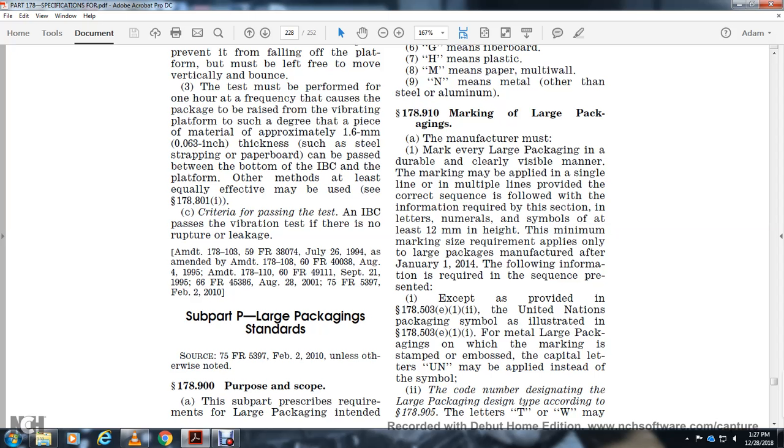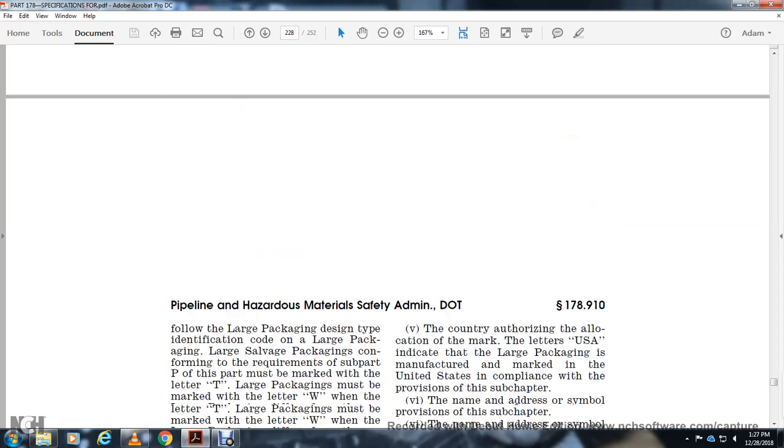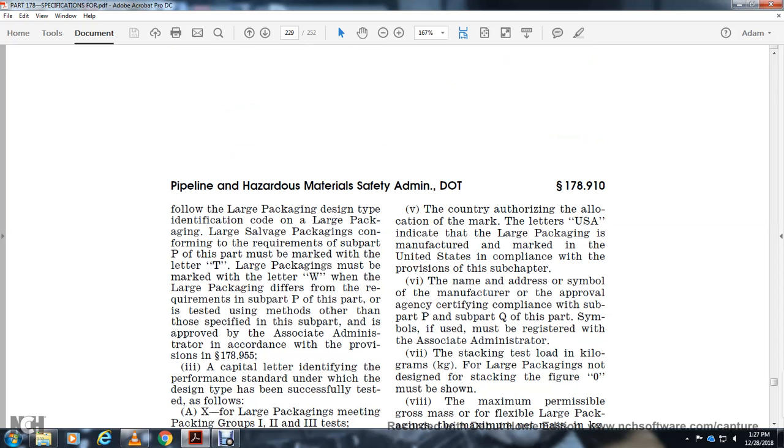The United Nations symbol as illustrated in 178.503(e)(1), and for metal large packaging, the marking may be applied by embossing. The symbol must be applied first, followed by the code number designating large packaging design type, and the letters T and W as specified in the statute.